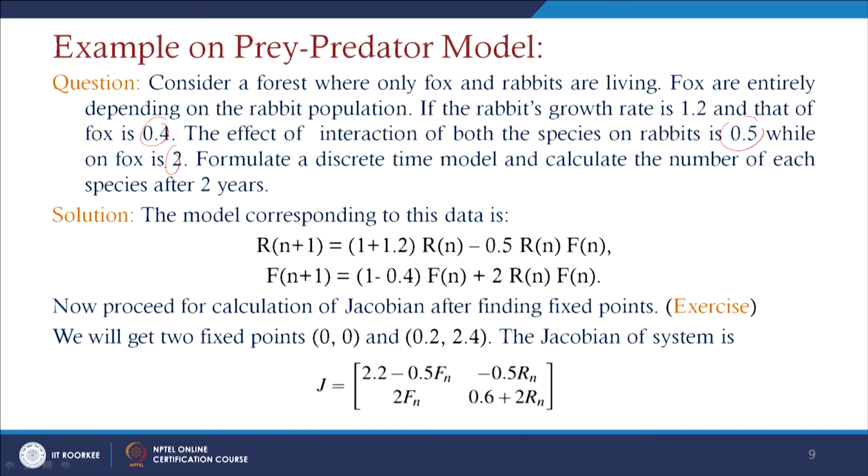If you consider that model, in it we considered xn plus 1, yn plus 1. Similarly, we are putting the rabbit as R here and the fox as F. So 1 plus A means the rabbit's growth rate, which is 1.2, so directly we can put A equals 1.2 here, and that of the fox is 0.4. So B can be considered as 0.4 here.